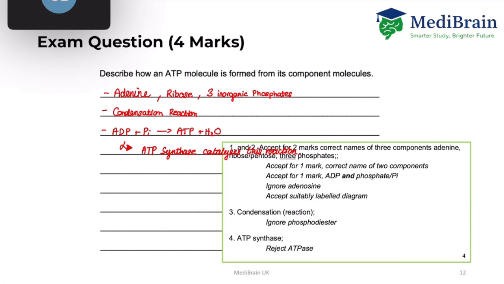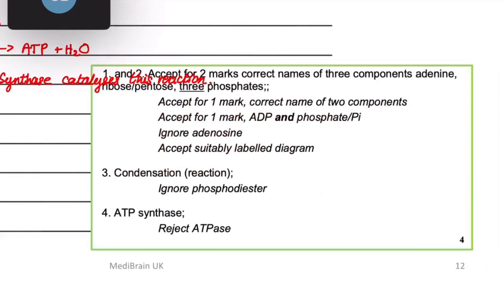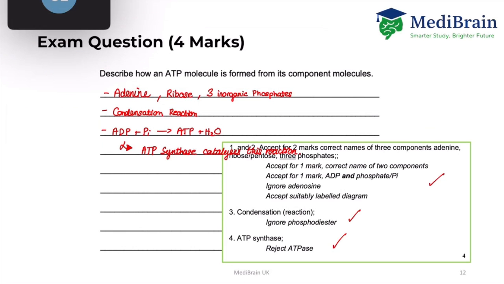Okay, so it says 2 marks for correct names of 3 components: adenine, ribose, 3 phosphates. So this was a very generous mark scheme and very generous in marking, because there were 2 marks for the components of the structure of ATP. There is 1 mark for the condensation reaction, and there is 1 mark for ATP synthase.